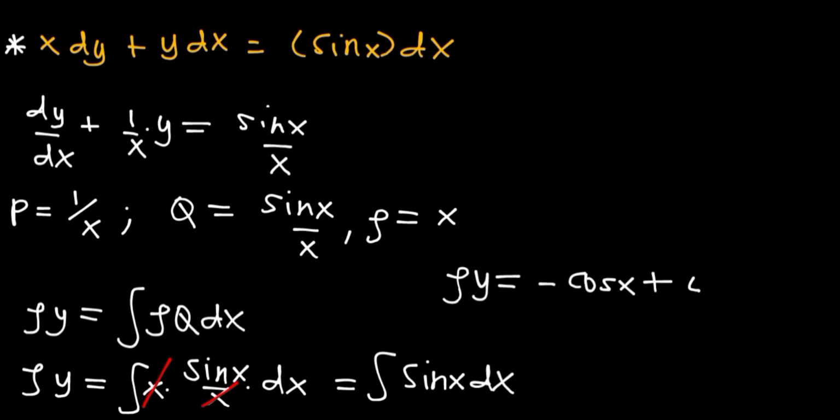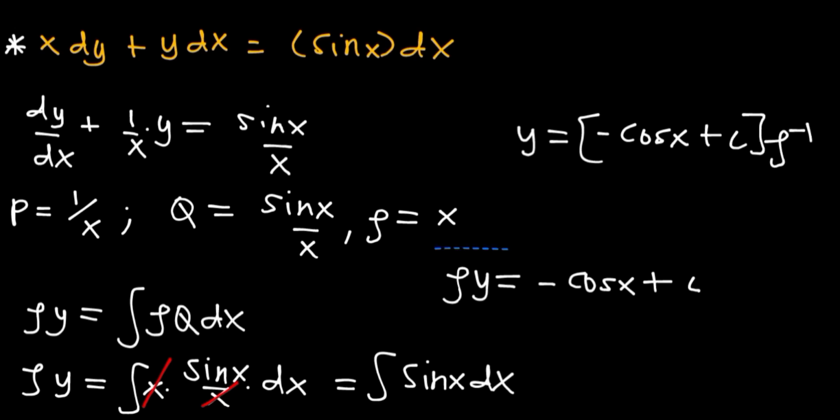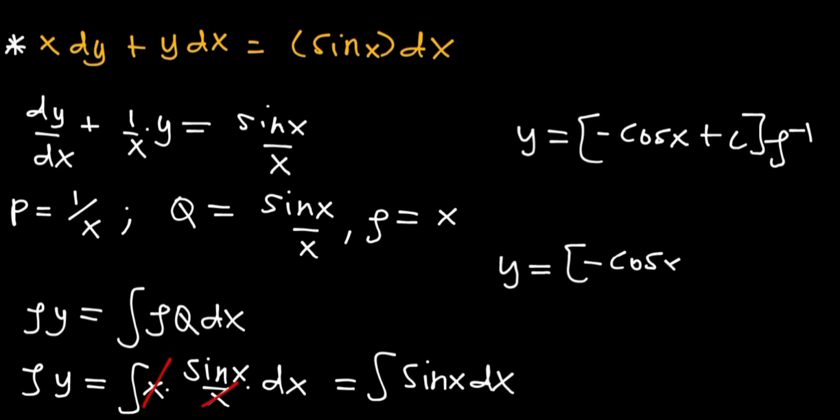So finding y, we need to divide through by the integrating factor. Well, I would write it over here. y is equal to negative cos x plus c multiplied by rho to the negative 1. So what is rho? Like we said, rho is equal to x. So y will be equal to negative cosine x plus c, multiplied by 1 over x, because we're going to have x raised to the power of negative 1.